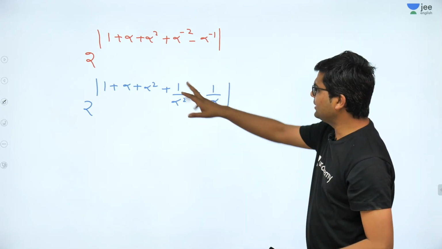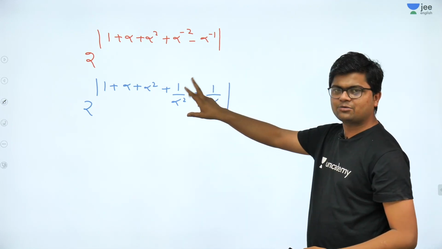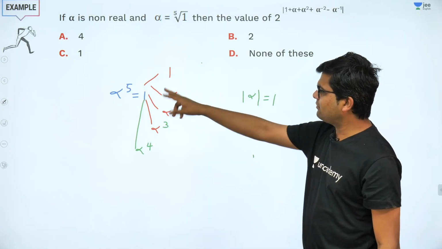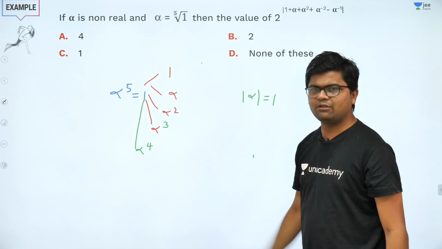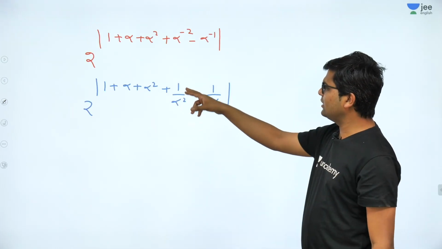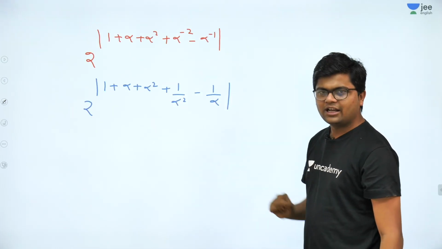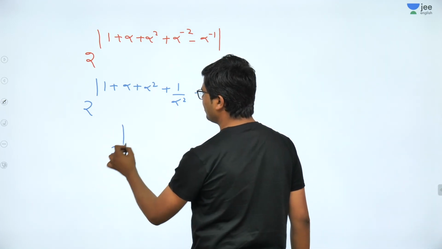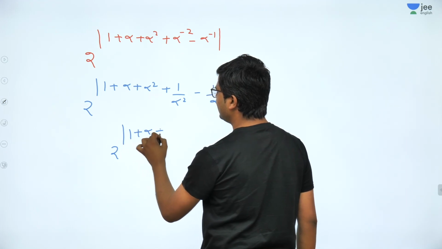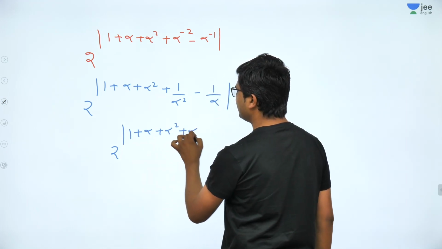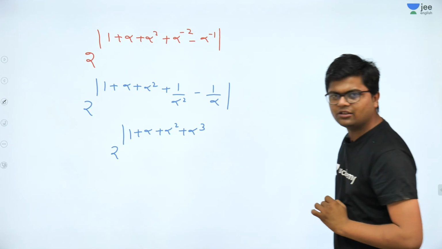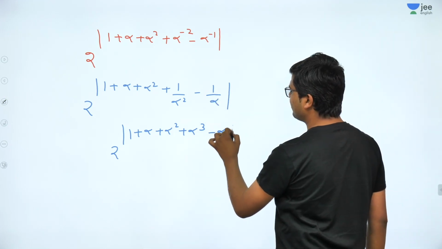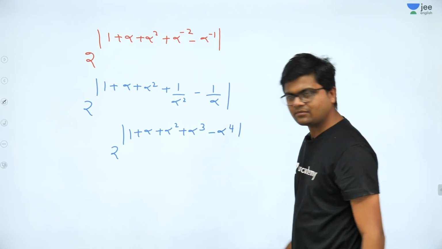Now 1 can be written as alpha raised to power 5, because alpha to the power 5 equals 1. So this will become alpha 5 upon alpha square, which is alpha cube. Got my point? So it will become 2 raised to the power modulus of 1 plus alpha square plus alpha cube. Got my point? Yes or no? Very good. Now 1 upon alpha becomes alpha power 4 by the same idea.